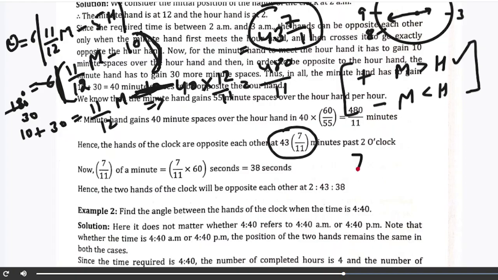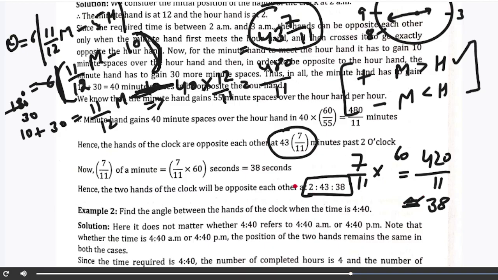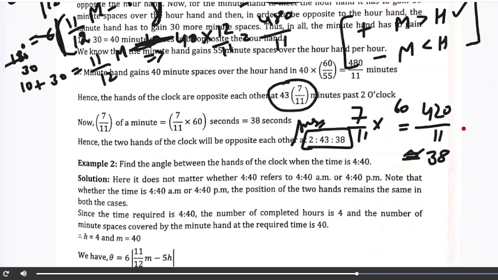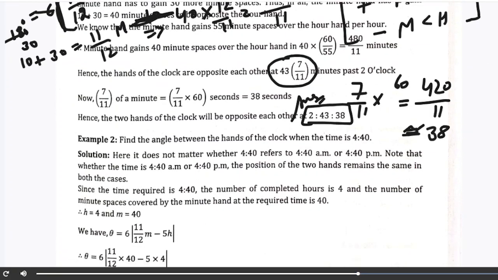If they have given it in seconds, convert 7 by 11 into seconds by multiplying by 60, because 1 minute has 60 seconds. You get 420 by 11, approximately 38 seconds. You will get this answer. I hope it is clear. Are we able to get this example? Any doubt? Please ask. Okay, good.